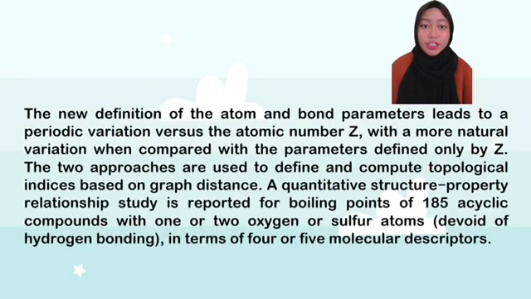70.620302. The new definition of the atom and bond parameters leads to a periodic variation versus the atomic number Z, with a more natural variation when compared with the parameters defined only by Z. The two approaches are used to define and compute topological indices based on graph distance. A quantitative structure property relationship study is reported for boiling points of 185 acyclic compounds with 1 or 2 oxygen or sulfur atoms, in terms of 4 or 5 molecular descriptors.